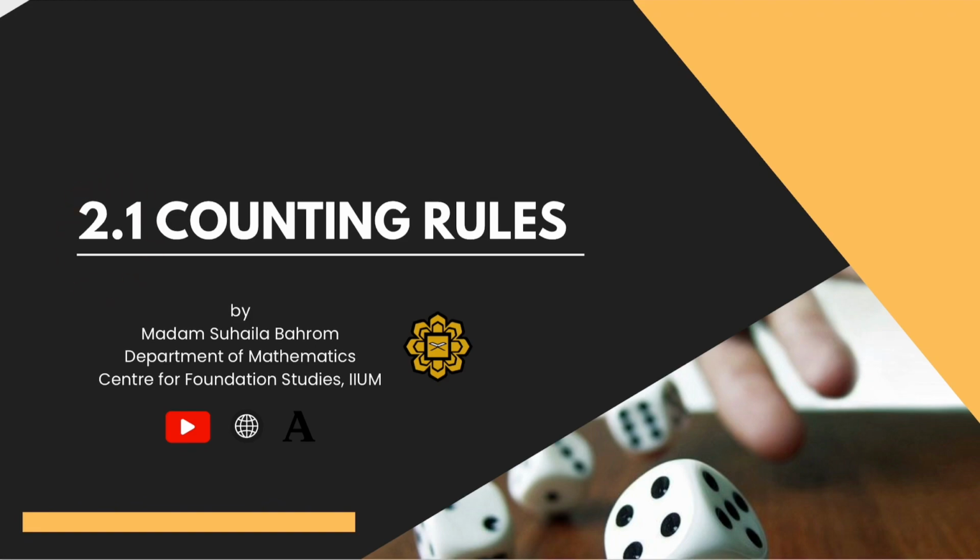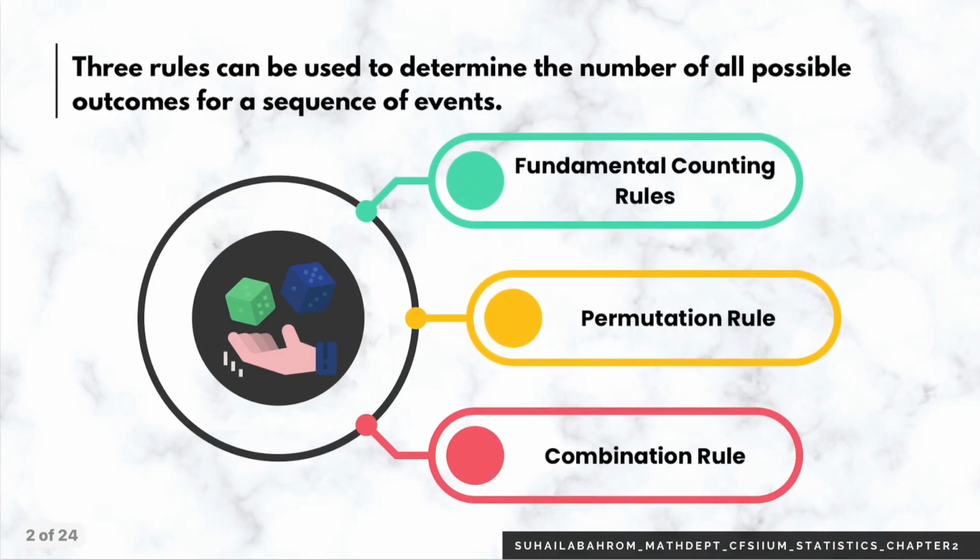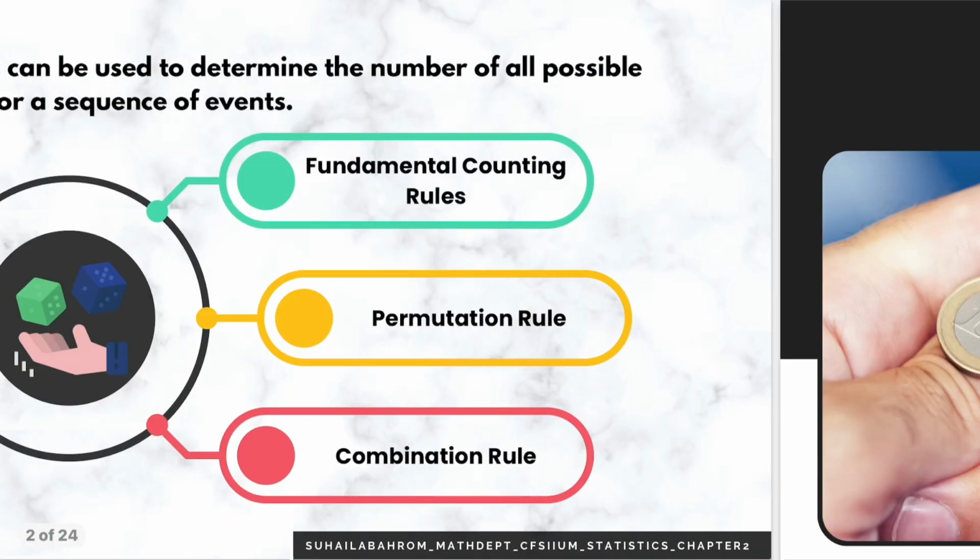So I will start with 2.1, which is counting rules. Three rules can be used to determine the number of all possible outcomes for a sequence of events. The first one is the fundamental counting rule. The second one is the permutation rule, and the third one is the combination rule.